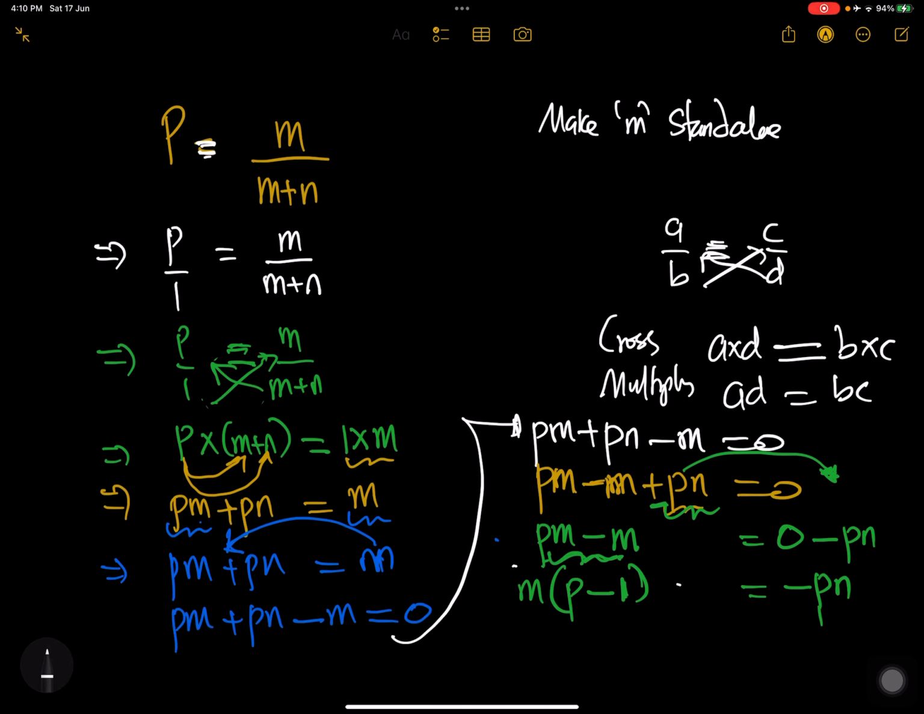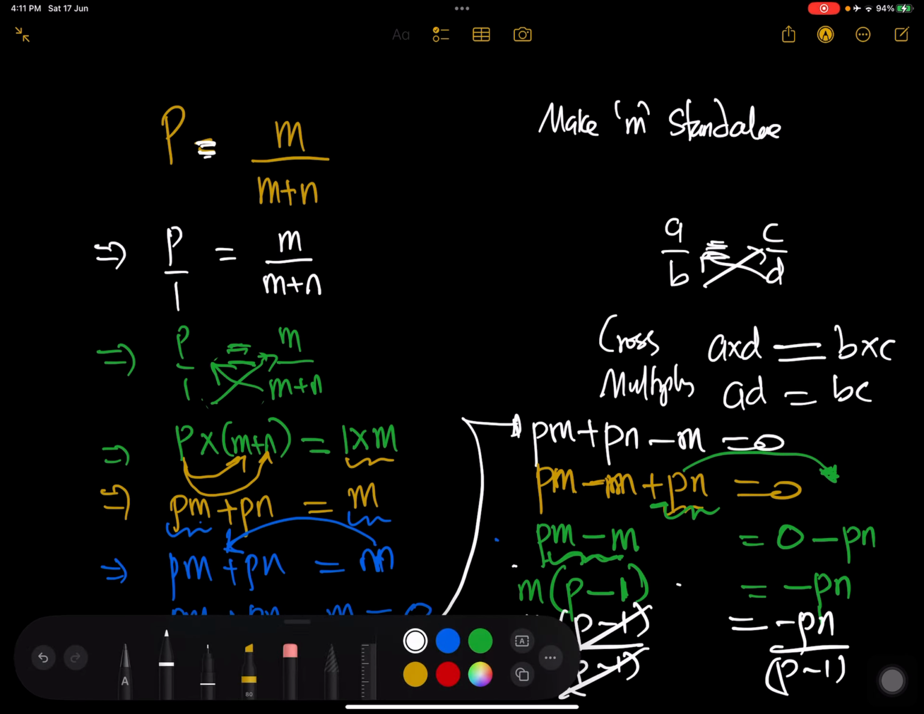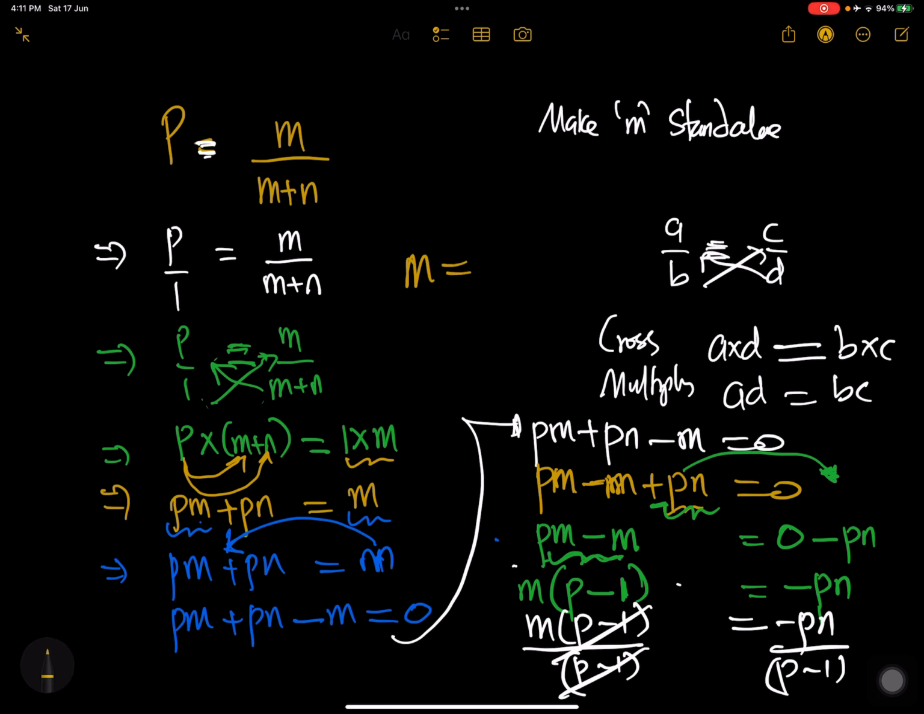Now, we don't want m multiplying p minus 1. We need only m. We want m to stand alone. And to do that, we will divide here by p minus 1, and divide here also by p minus 1, like this. So this cancels out, and then eventually we are having m equal to minus pn divided by p minus 1.